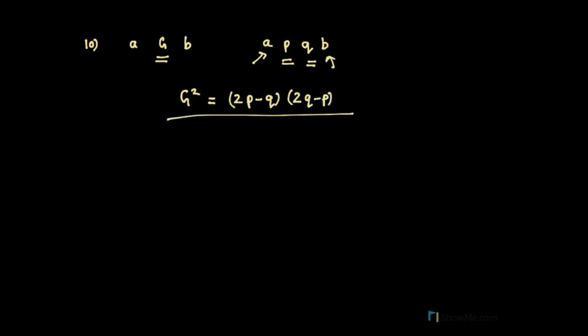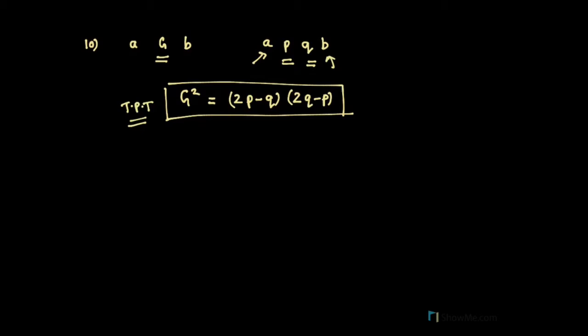Now we move on to the 10th question. In the 10th question, they have given that G is the geometric mean between A and B, and P and Q are arithmetic means between A and B. Let us see what exactly we have to prove in this question. G square is equal to 2P minus Q multiplied with 2Q minus P. This is what we want to prove.